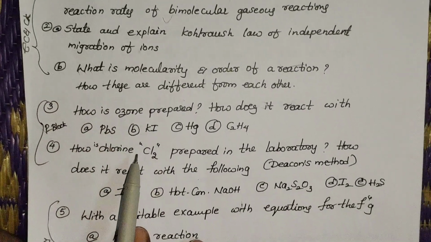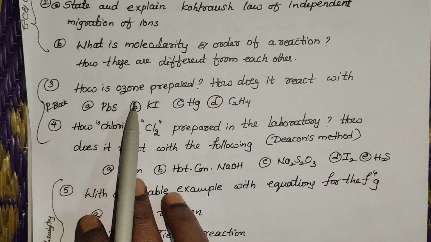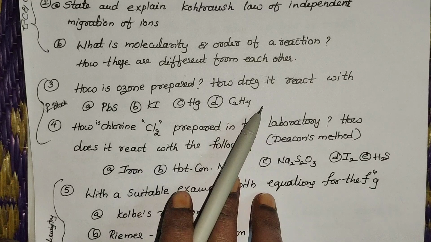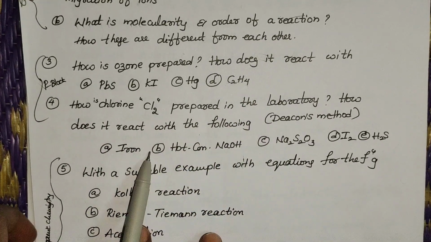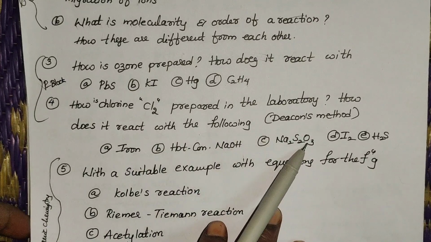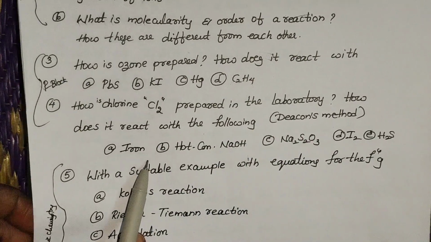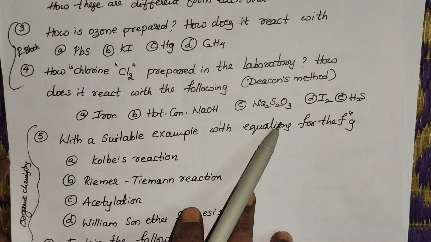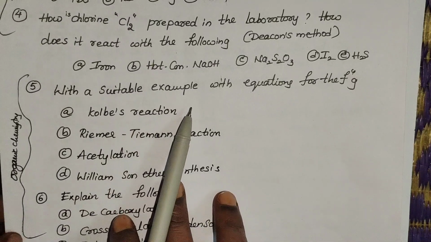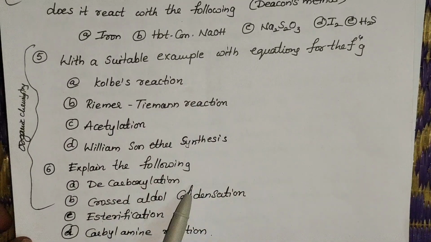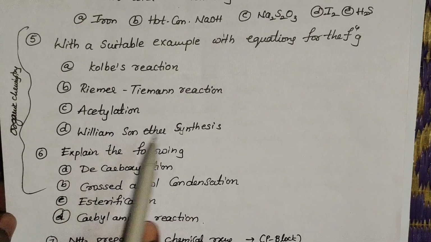Next, one more question, the third question. How ozone is prepared, and ozone's chemical properties. Next, how chlorine is prepared and chlorine's chemical properties, especially Deacon's method. Electrolytic method is also there, but if you learn Deacon's method, you should also learn extra chemical reactions from the electrolytic method and Deacon's method. Next, the 5th question, organic chemistry. Only 3 questions we have. Coal-based reactions and Reimer-Tiemann reaction, acetylation and Williamson ether synthesis.